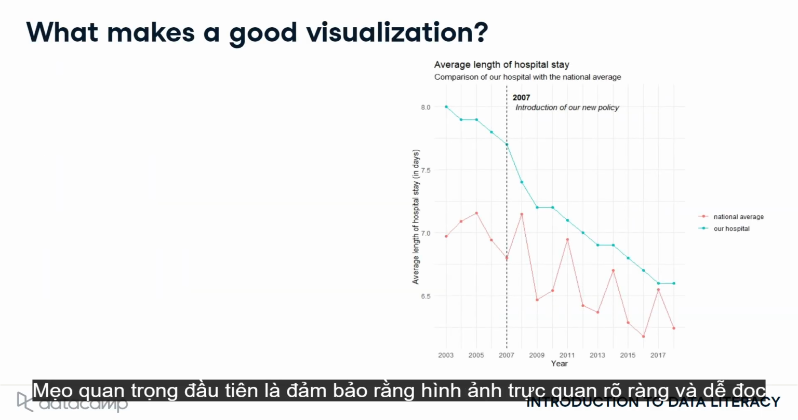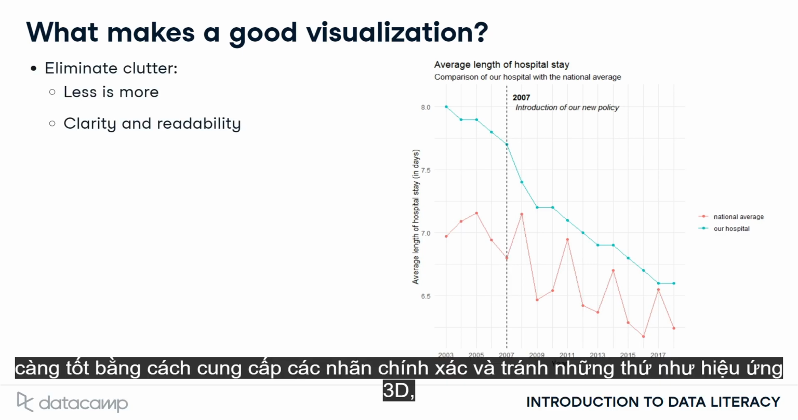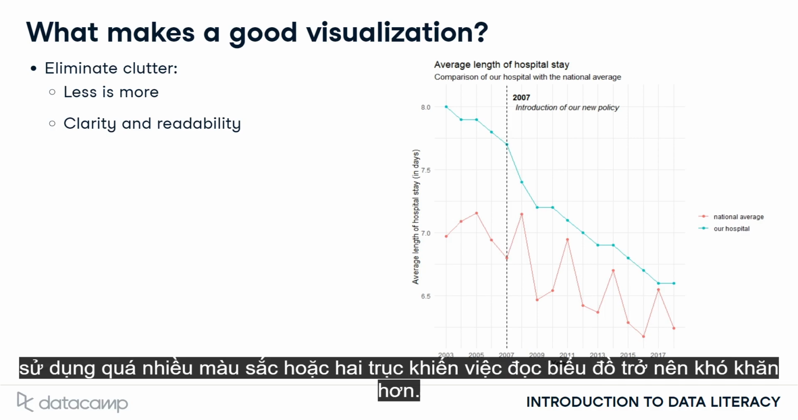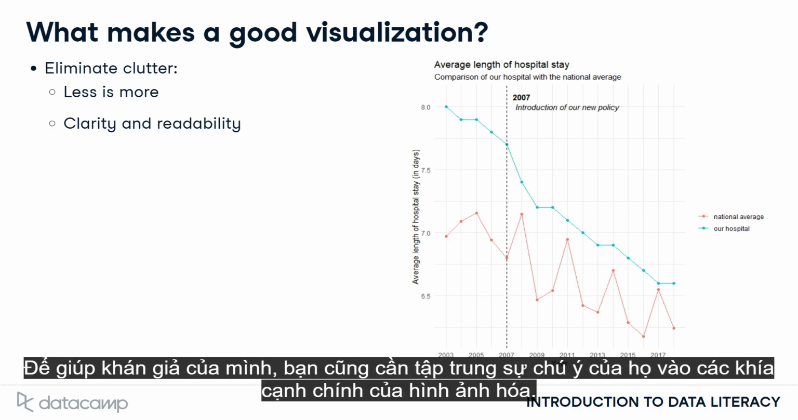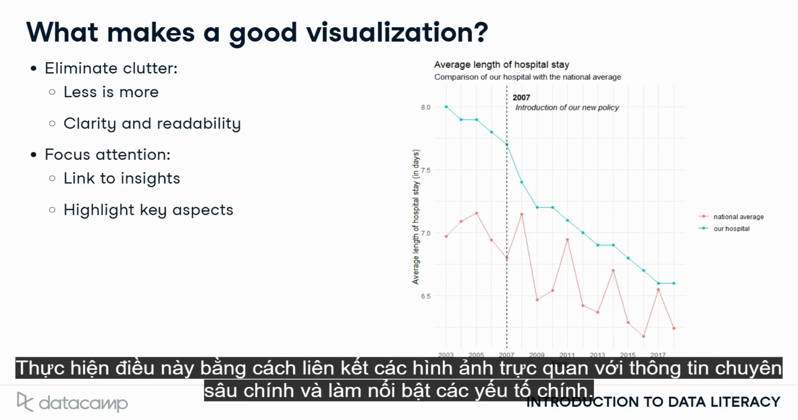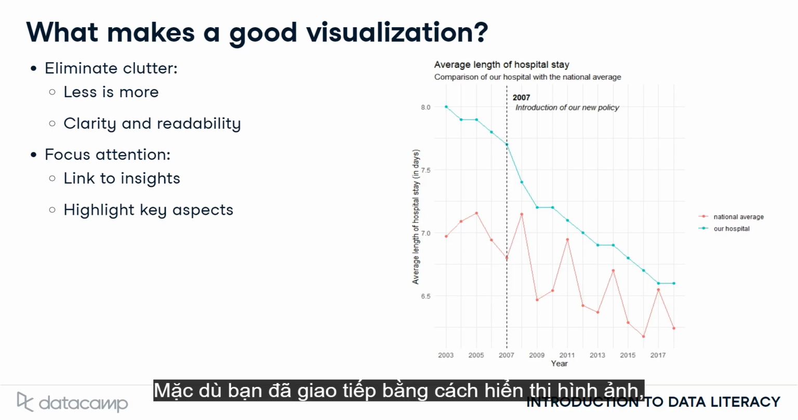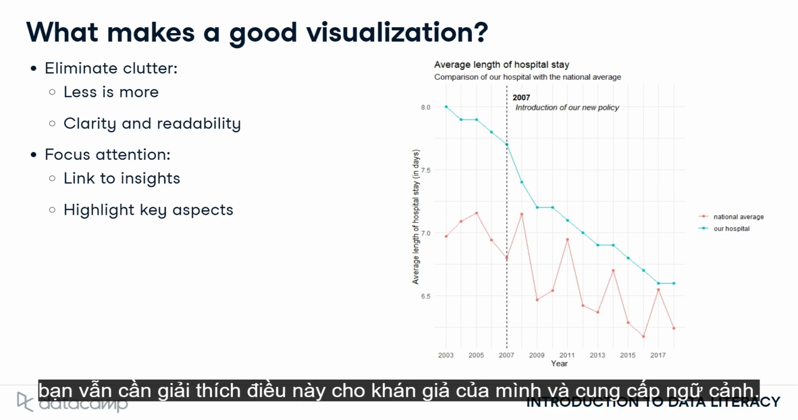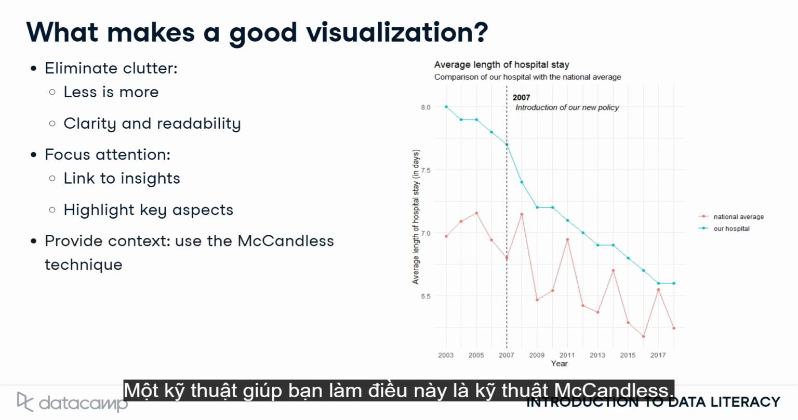A first important tip is to ensure that the visualization is as clear and readable as possible by providing the correct labels and avoiding things like 3D effects, excessive use of color, or double axes, which make it harder to read the graph correctly. To help your audience, you also need to focus their attention on the key aspects of the visualization. Do this by linking the visualizations to the key insights and highlighting key elements. Even though you're already communicating by showing a visual, you still need to explain this to your audience and provide context. A technique to help you with this is the McCandless technique.